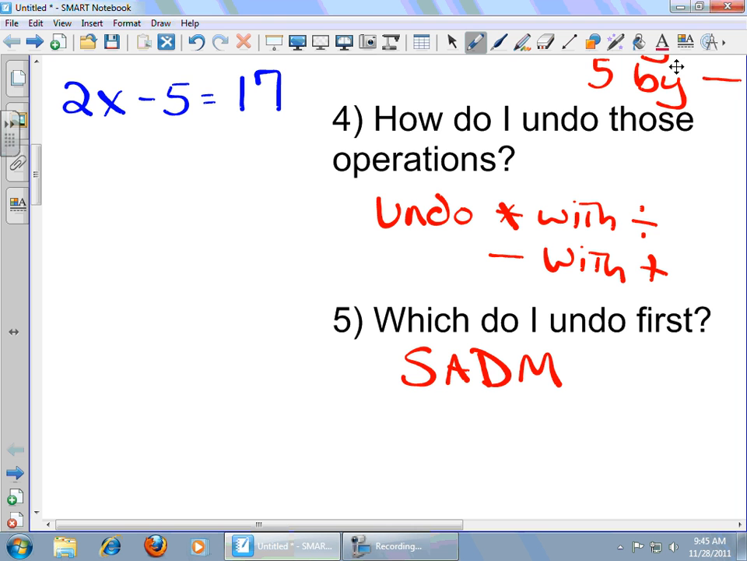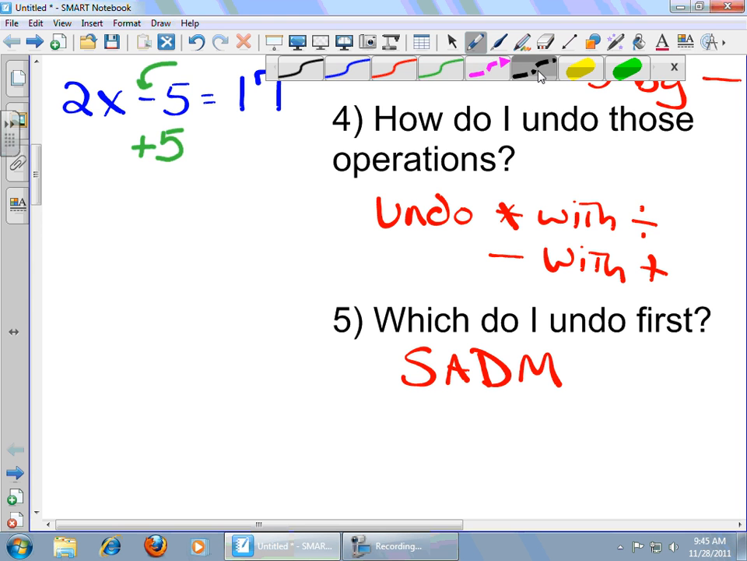All right, so I am going to undo subtraction and addition first. Well, I have some subtraction right here, right? To undo that subtraction, I'm going to add. What am I going to add? I'm going to add what I'm trying to get rid of. -5 plus 5 cancel out to make 0. But I have to be careful here.